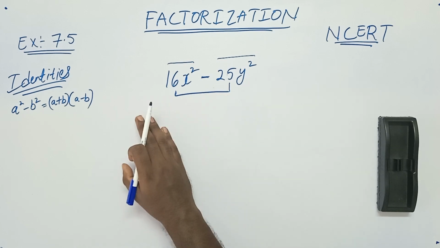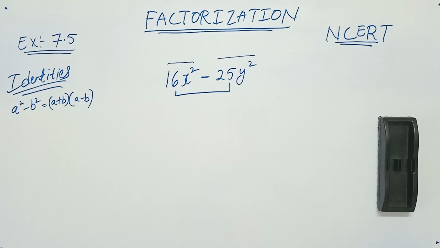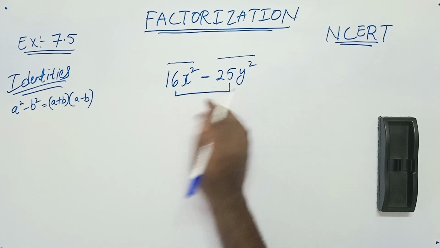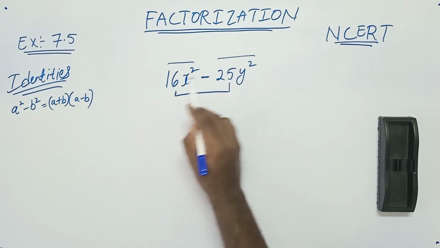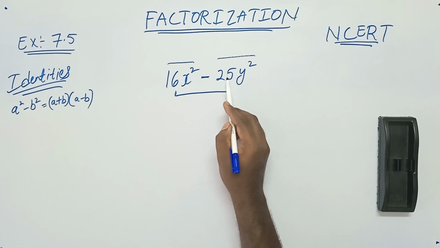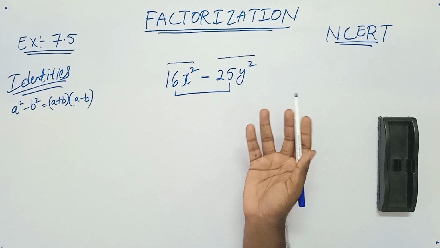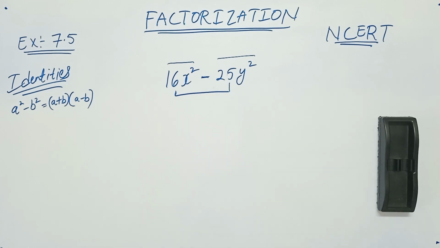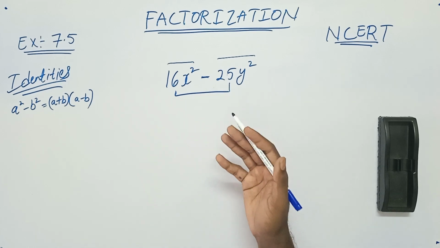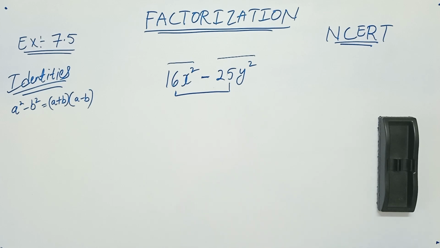We cannot take anything common by comparing these two terms, because if we just compare by HCF, we cannot. Here we have 16, here we have 25. What is the HCF? 1 is the HCF. For x square and y square, 1 is the HCF. That means the HCF becomes 1, so we cannot find the factors of this given expression this way. So how can we find the factors of a given expression?